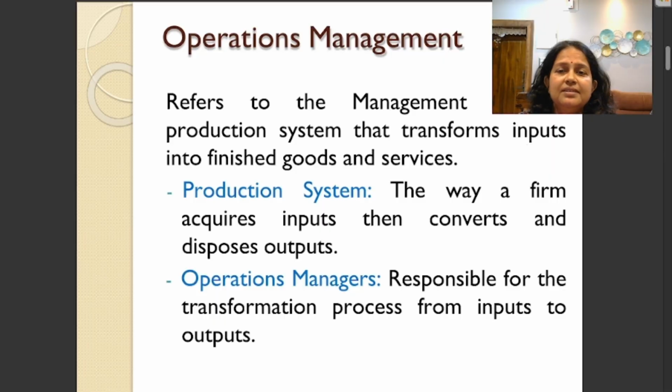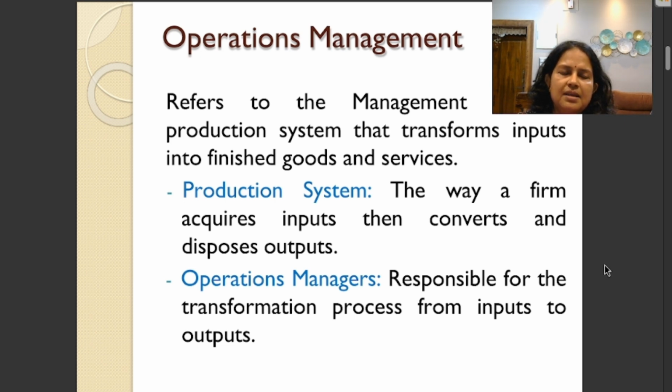Hello everyone. Today in this class we are going to discuss operation management. In our previous class we have already discussed the basics of operation management, the introduction part. In this class we'll discuss in more detail the functions of operation management, the scope of operation management, etc. So let us start the class.